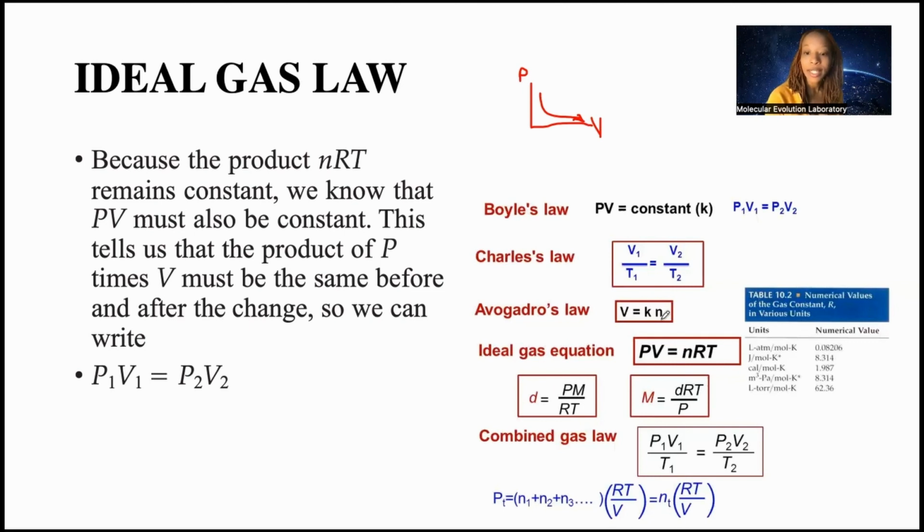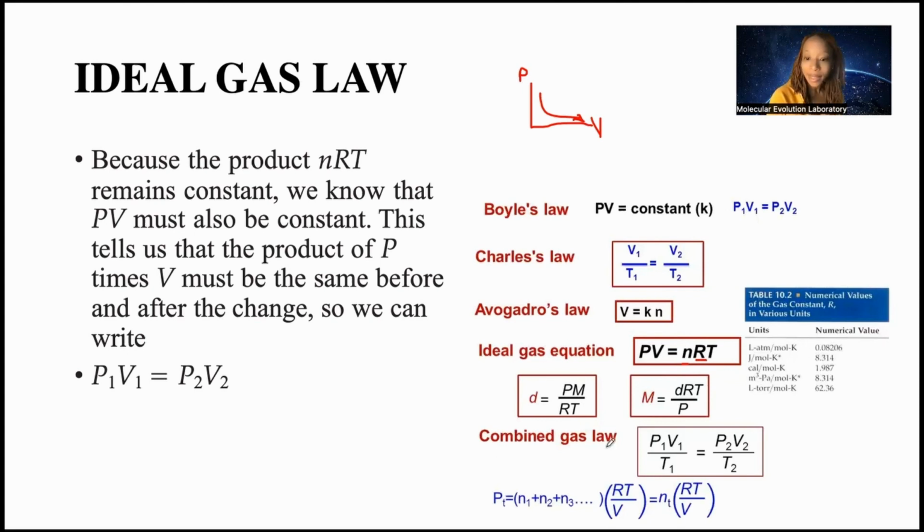Avogadro's law deals with the number of moles or mass. So if the volume increases, the number of moles or the mass increases as well. But if the volume decreases, then the number of moles or mass decreases. So remember that N is the number of moles, and R is the constant.